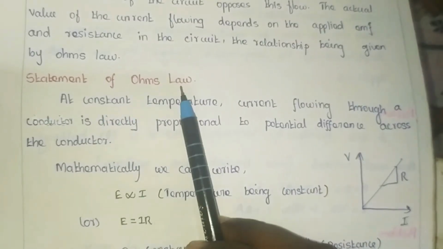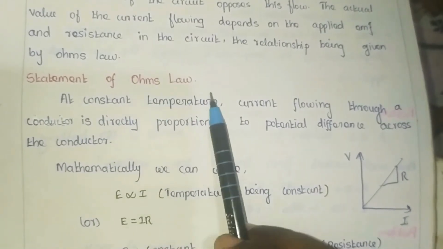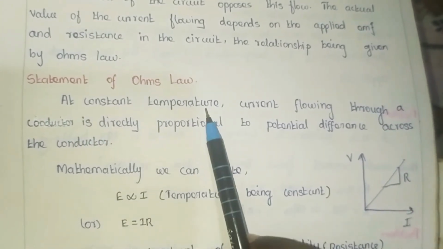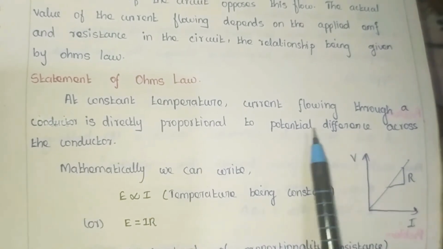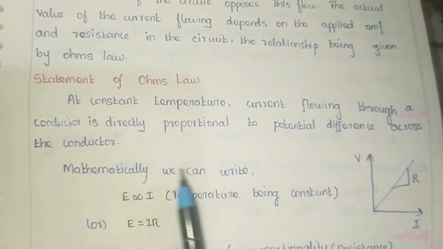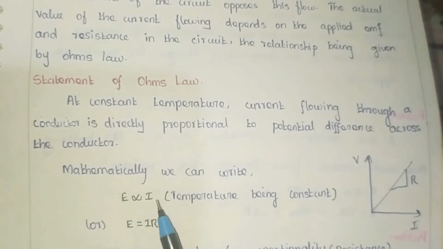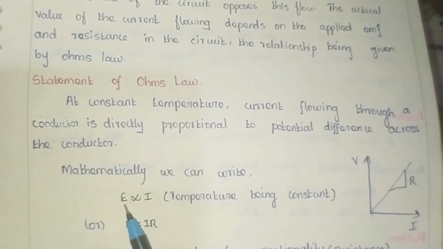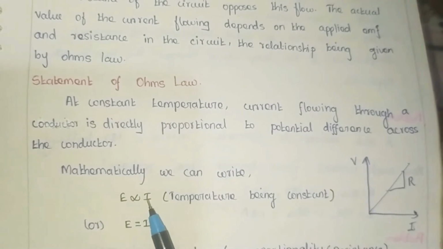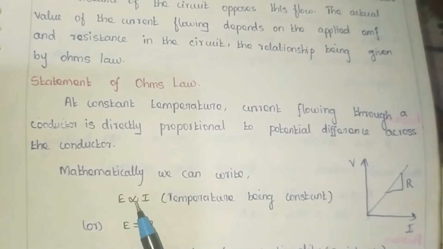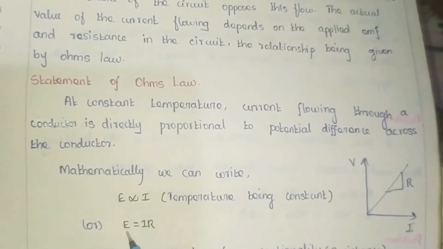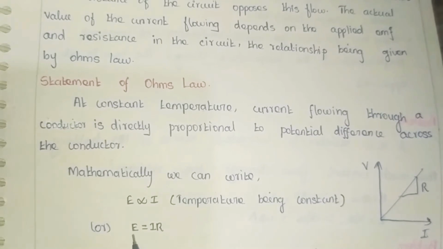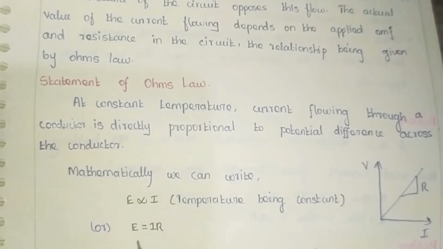This is the statement of Ohm's law. It is defined for constant temperature only. So at constant temperature, current flowing through a conductor is directly proportional to the potential difference or the voltage across the conductor. We can write E is proportional to I. E is the potential difference or the voltage across the conductor and I is the current flowing through the conductor. When you are removing the proportionality, you can add the constant of proportionality R here. So by Ohm's law, E is equal to I into R. Otherwise, V is equal to I into R.